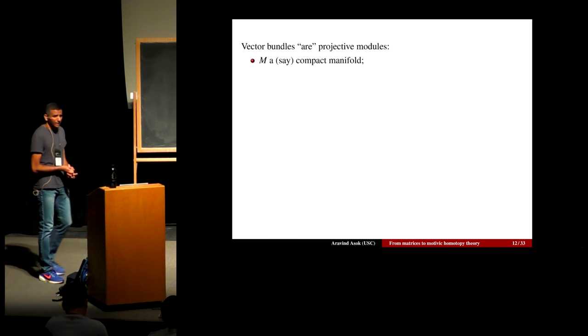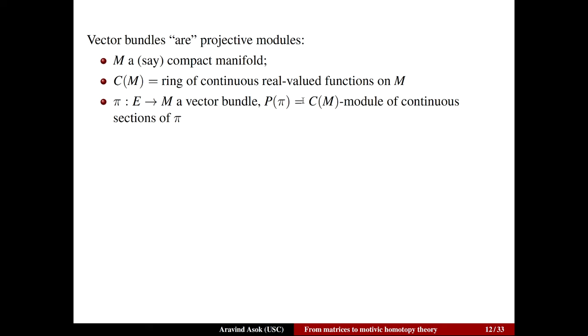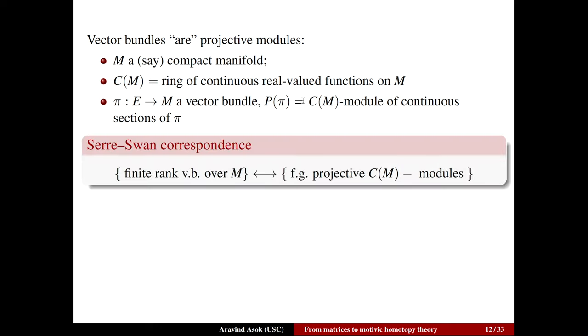All right. And this is really a dictionary. If you have a compact manifold M, you can look at the ring of continuous real-valued functions on M, and you can ask, well, what are the finitely generated projective modules over C of M? Well, given a vector bundle, I can always look at the module of continuous sections of this bundle, and a basic fact is that that's a projective module. And this is sometimes called the Serre-Swan correspondence, that there's a bijection between isomorphism classes of finite rank vector bundles over M and finitely generated projective C of M modules.